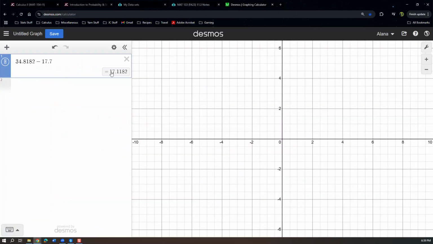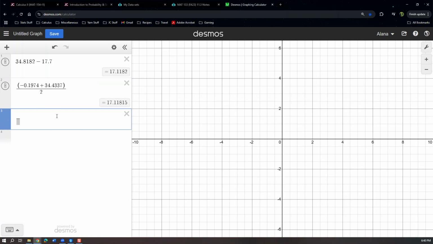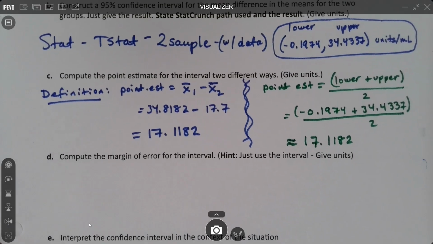All right, so let me grab Desmos. So negative 0.1974 plus 34.4337. Put it in parentheses and then divide it by 2. The other way to do it is to hit the division first, and that will make the fraction, and then divide by 2 down here. So either way, we're going to get 17.1182 approximately, which is what we got with the other method. So this was just a little review of another way to find point estimates for a confidence interval.